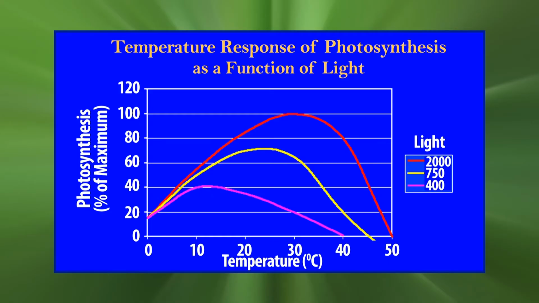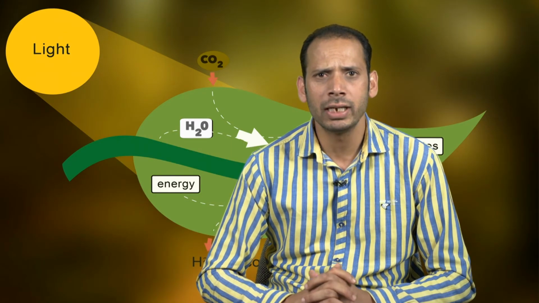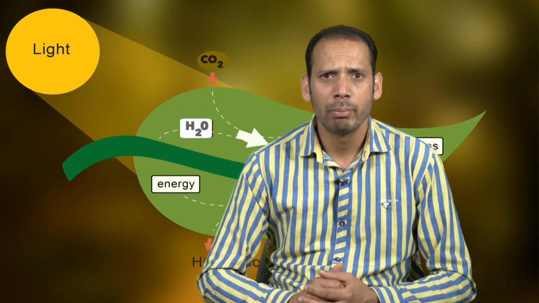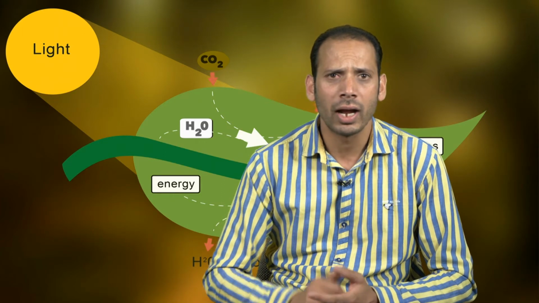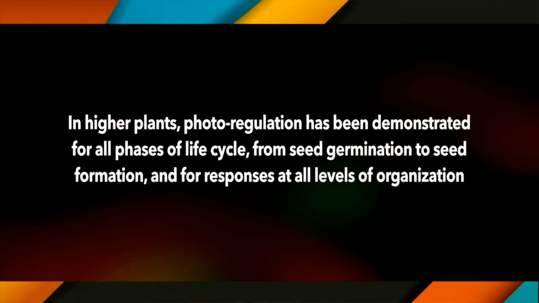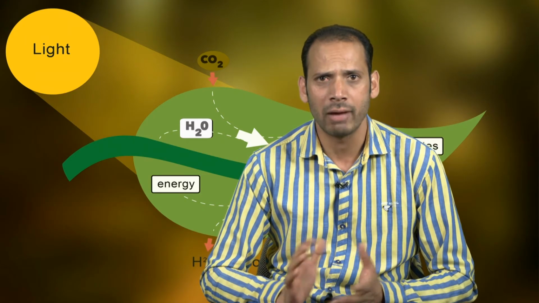Seasonal changes in the light conditions of the environment are reflected in seasonal temperature and precipitation patterns. Birds, insects and plants can apparently measure changes in the duration of daily illumination, that is photoperiodism, and processes such as migration, metamorphosis and flowering are carried out under conditions favorable for survival. In higher plants, photoregulation has been demonstrated for all phases of the life cycle, that is from seed germination to seed formation, and for responses at all levels of organization, that is from molecular to the whole organism level.